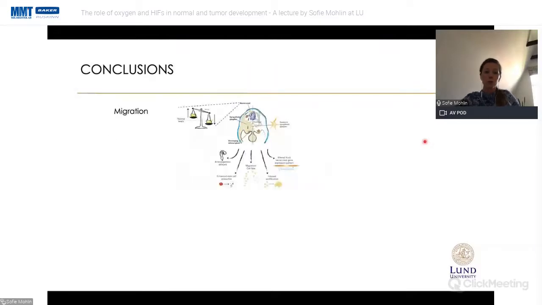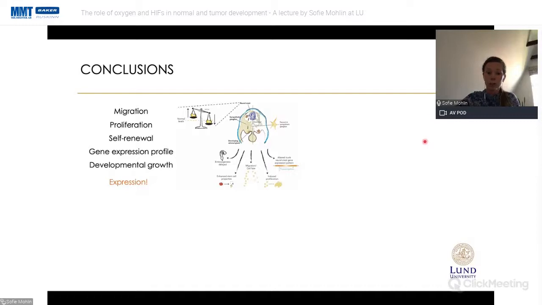So to conclude the first part, when we look at knocking out HIF2 alpha in trunk neural crest cells, we see an effect on migration, proliferation, self-renewal, gene expression, and developmental growth. But this is from an expression level view. So what we do is we knock out or overexpress HIF2, and then we see these effects.